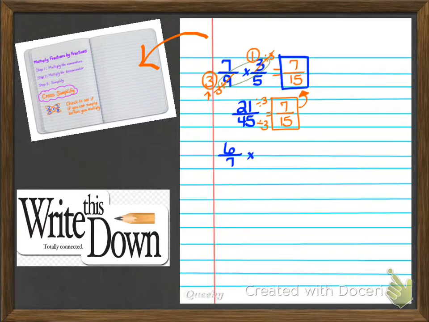6/7 times 7/9. All right, so now in this one here, you're going to notice, and I really want you to look at the diagonal. So look at the 7s and the 7s. If ever you see the same exact number on top and on the bottom like this one, we know that we can easily and quickly simplify these guys out because they're both divisible by that number, which is 7. So 7 divided by 7 gives us a 1. 7 divided by 7 gives us a 1.